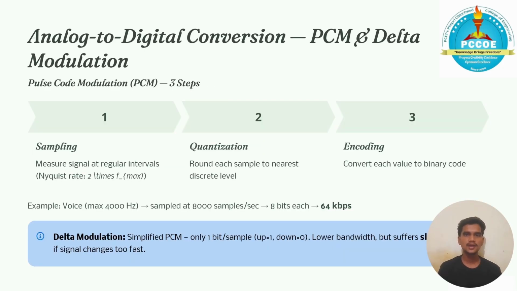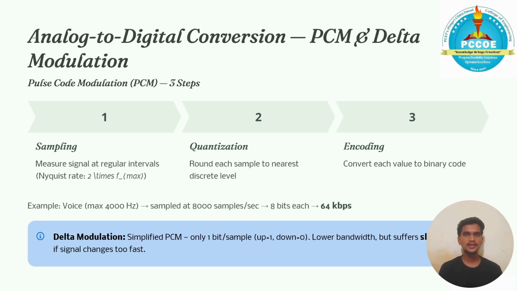Now let us look at how analog signals like voice are converted to digital form. The most important technique here is PCM, pulse code modulation. It works in three steps. Step 1 is sampling. We measure the analog signal at regular time intervals. According to the Nyquist theorem, we must sample at least twice the highest frequency of the signal. For human voice, with a maximum frequency of 4000 Hz, we sample at 8000 times per second.